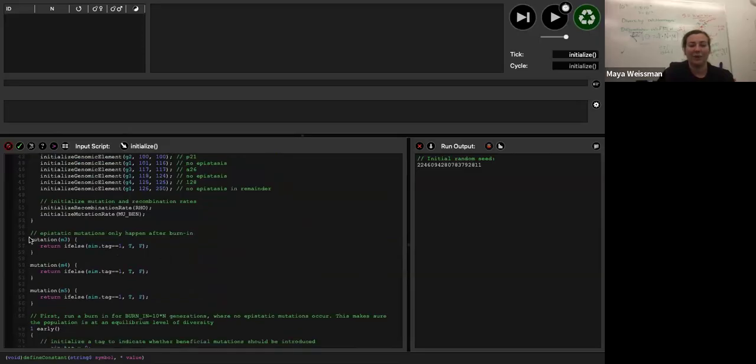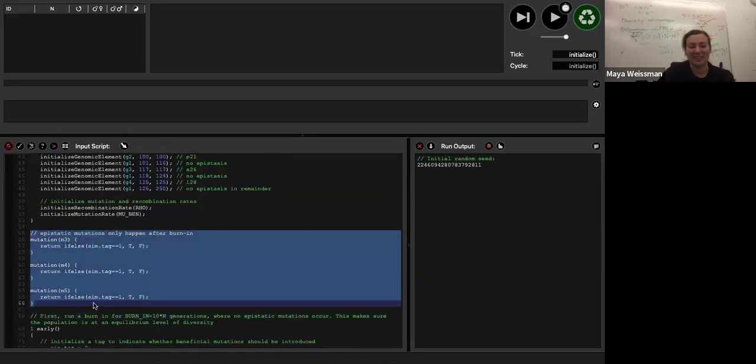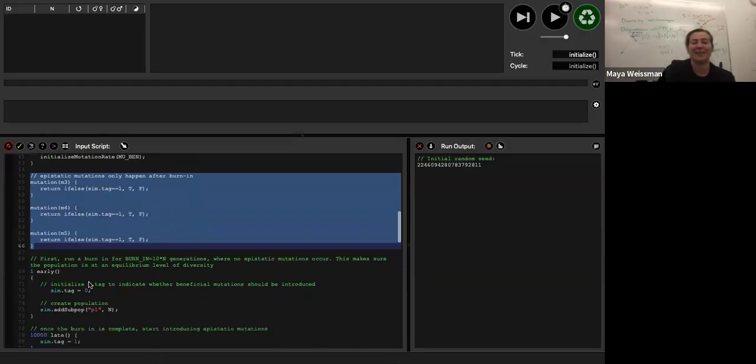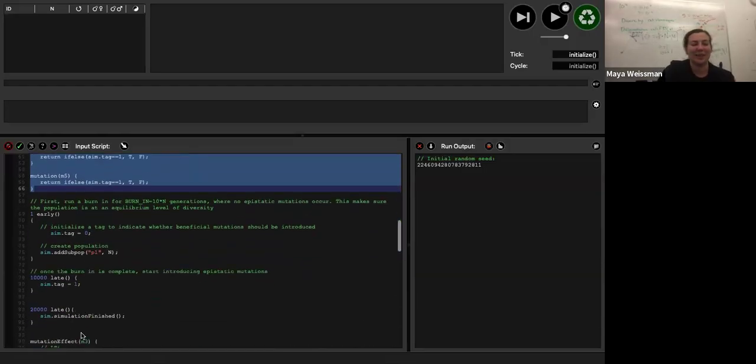Okay, I gave all 3 mutations their sim tags, although fundamentally, if you didn't want to do a burn-in, that would be okay. I think for the purposes of this exercise, it's not as necessary.